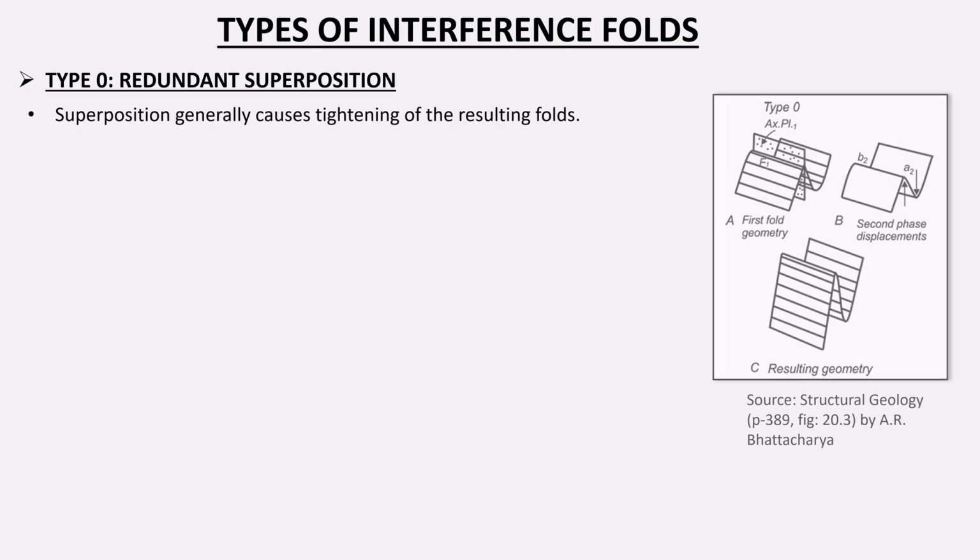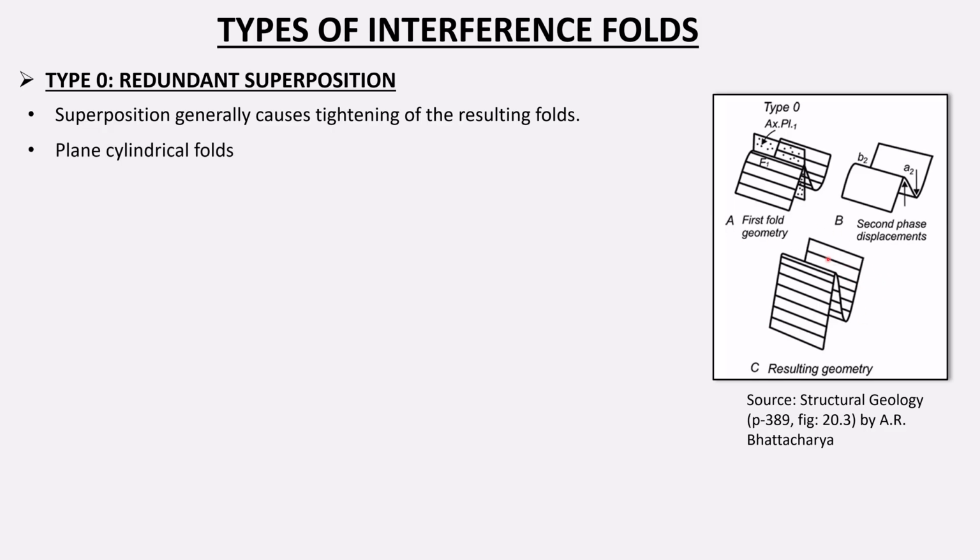Let's discuss the first type of folding, the redundant superimposition folding. Here there is no difference between the first generation fold and second generation folding, as you can see in this picture. Basically, in this superposition, the fold gets tightened. In the first generation fold, here is the fold axis F1, the first generation fold axis, and the axial plane AP1 of the first generation fold. And here B2 is the fold axis of the second generation fold, and A2 is the deflection direction of the second generation folding. By merging these two types of folds, we get the resultant fold geometry.